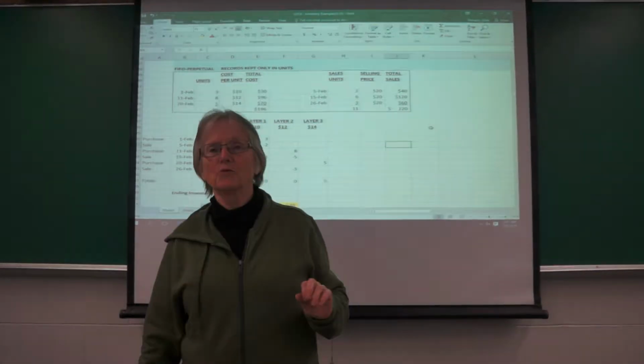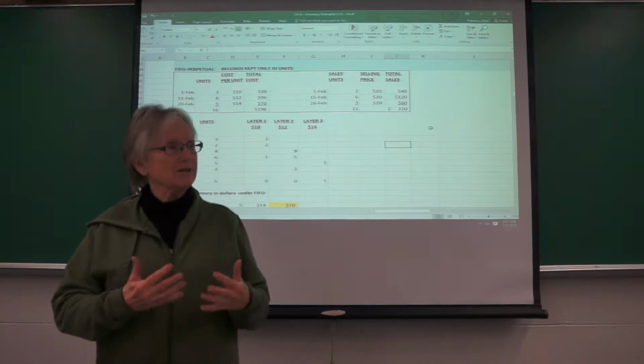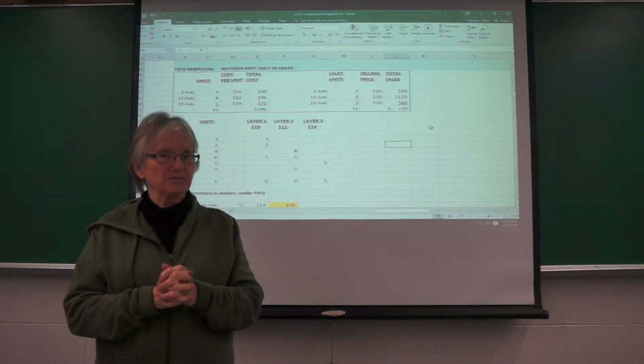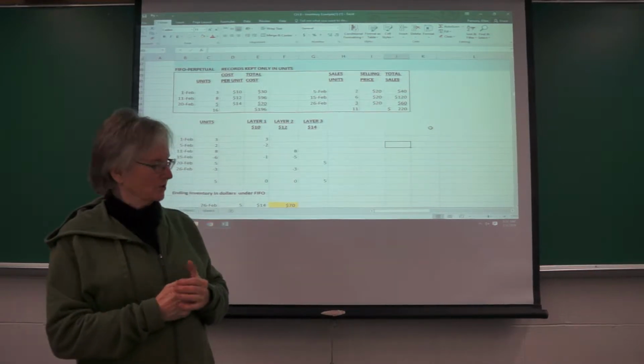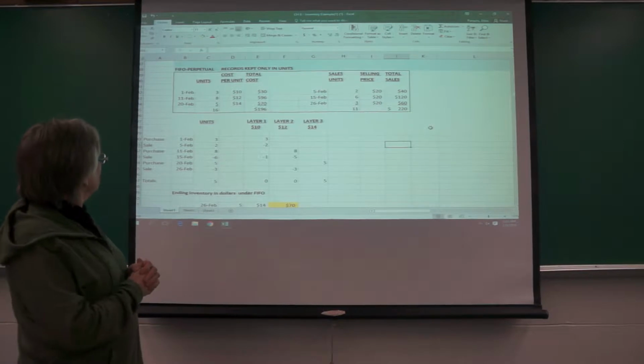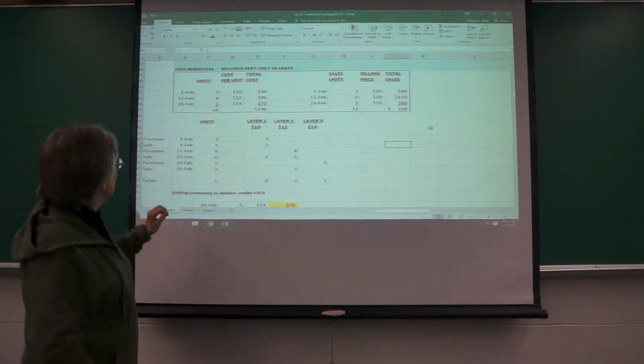Some of your homework will have perpetual FIFO and LIFO in units only, not dollars. So how does that work? Same problem, except we're not keeping track of any dollars. Notice how this is set up.